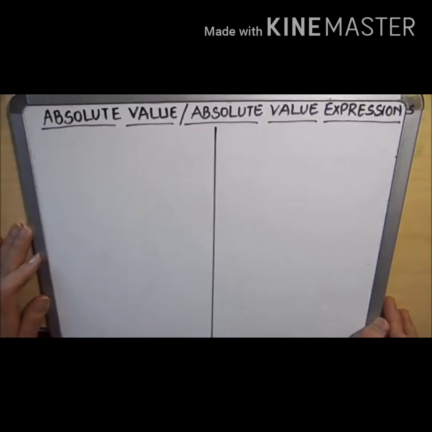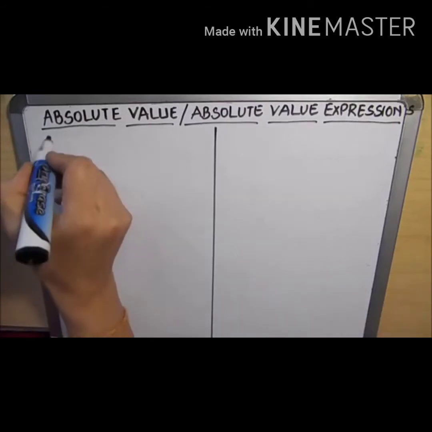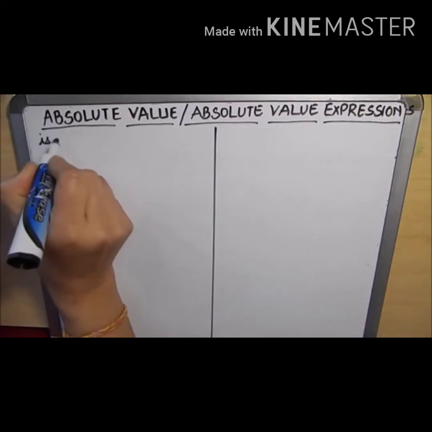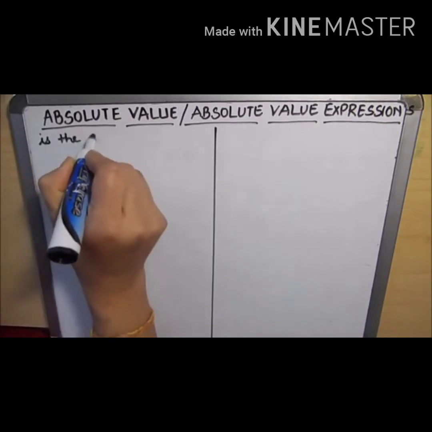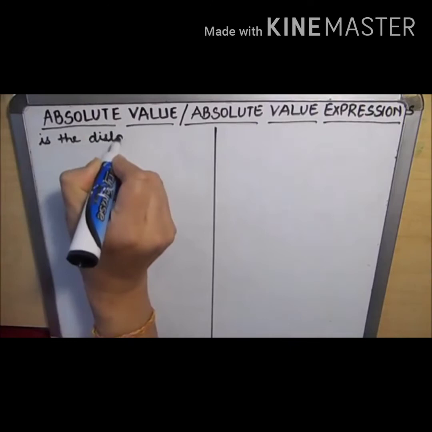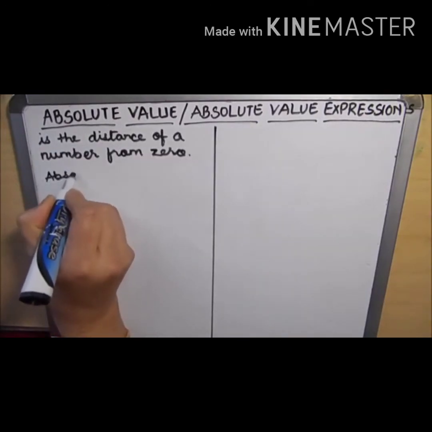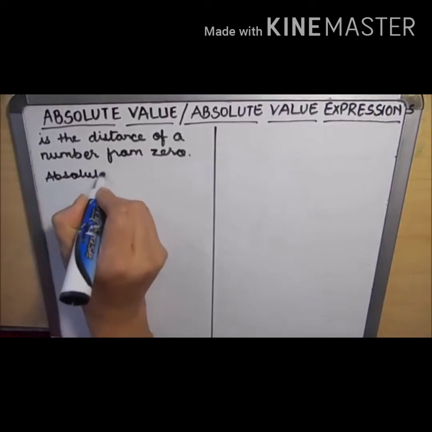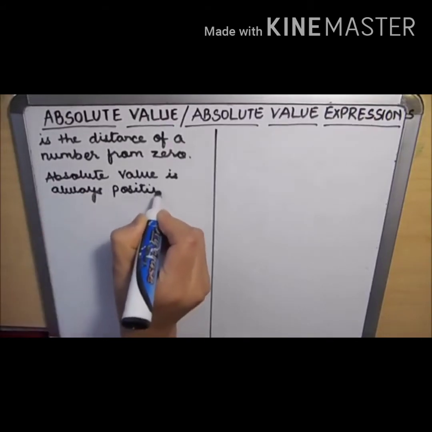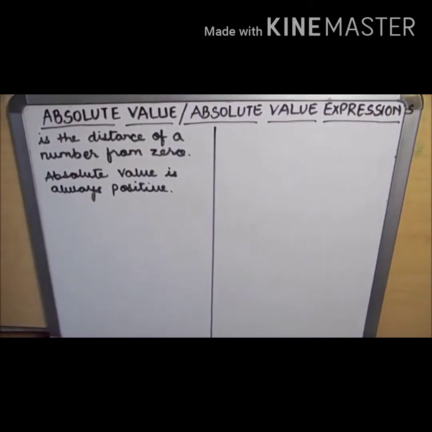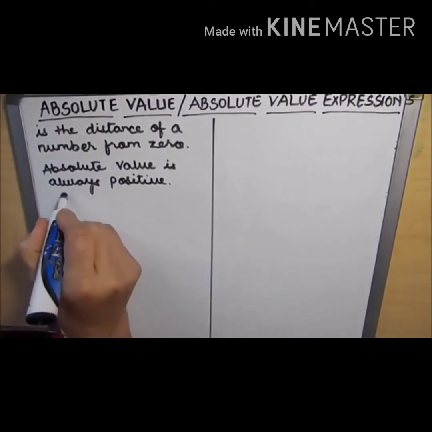Hello viewers, today we are going to learn what absolute value is and also solve a few expressions of absolute value. Absolute value is the distance of a number from 0. Also, absolute value is always positive. Let's clarify this with a few examples. We denote absolute value by this symbol.